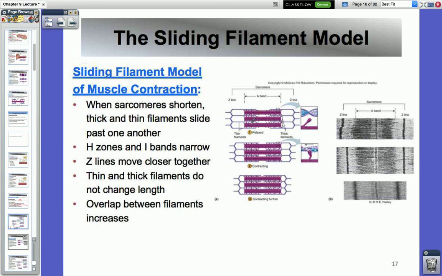And so because they're moving closer to each other, we notice this I band and this H zone are a lot more narrow. The Z lines, of course, move closer to each other, and the myosin and actin start to overlap. It's not that the myosin or the actin themselves get shorter, it's just that they overlap with each other. They're still the same length, they just begin to overlap.